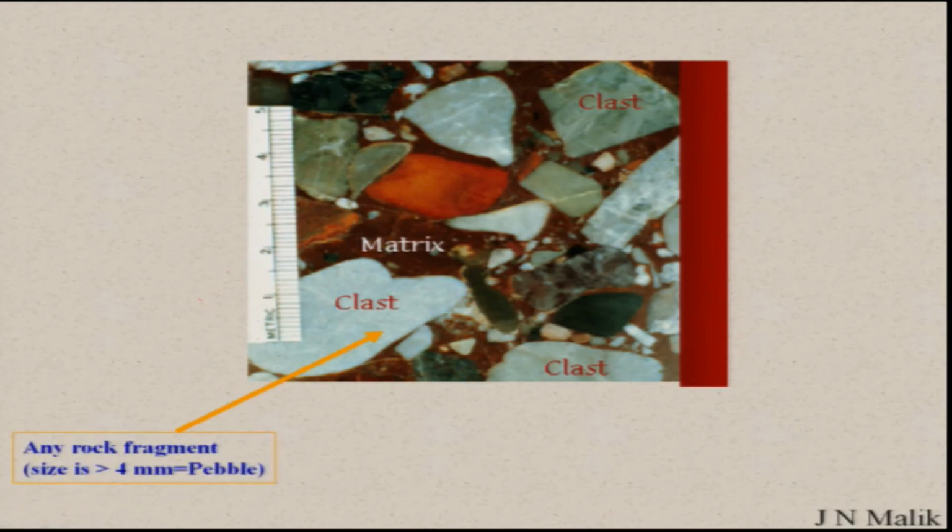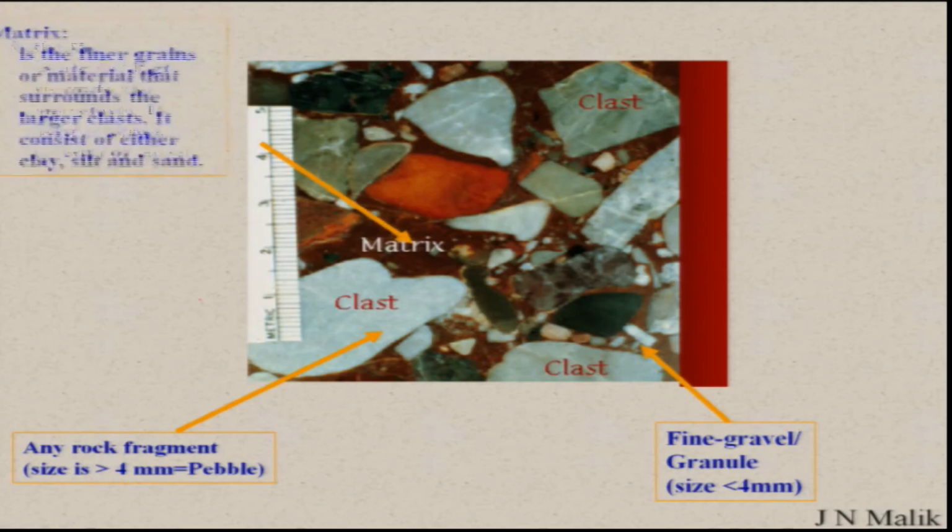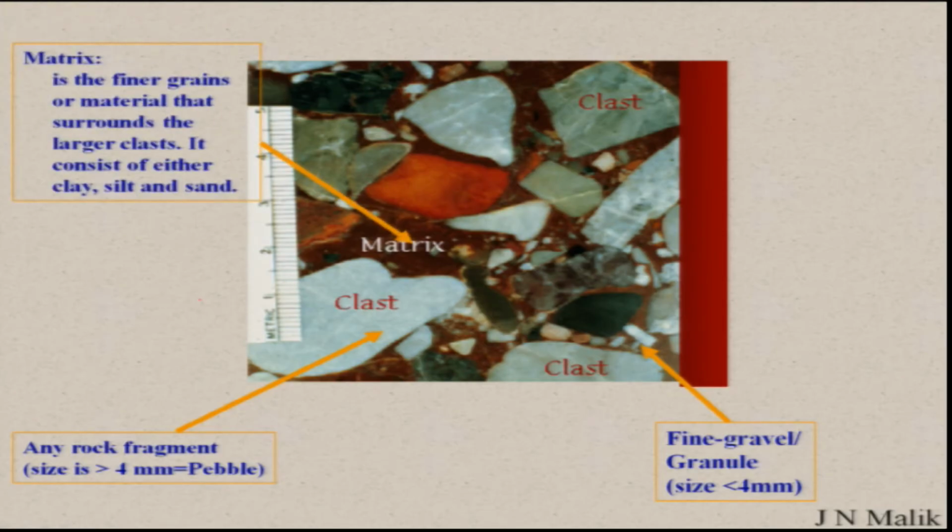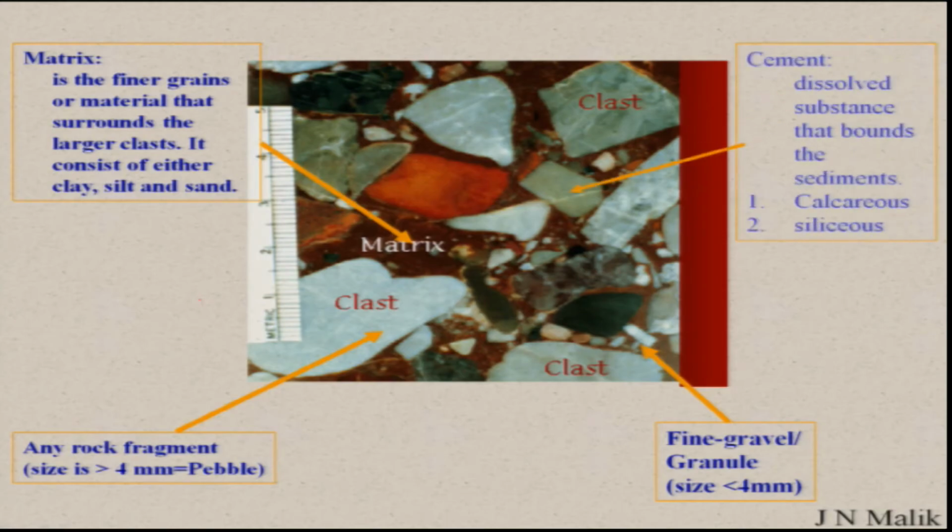Mainly, any rock fragments with a size greater than 4 mm are termed pebbles, and then we have the finer granules which are less than 4 mm. We have the matrix, which is the fine grained material that surrounds the larger clasts. And then we have the cement, which is a dissolved substance that binds them. So this is what we will have within one terrigenous rock.